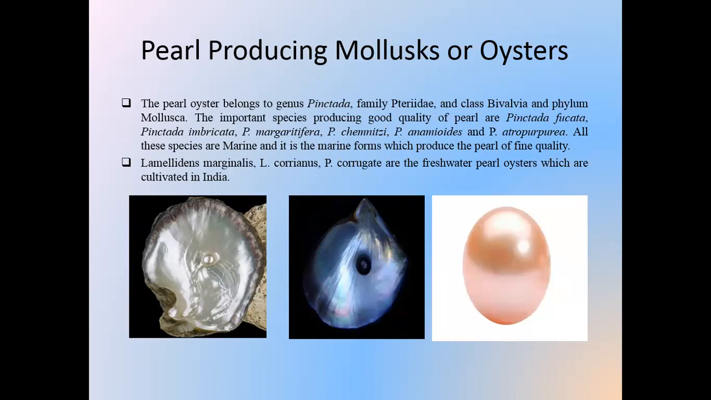The important species producing good quality pearls are Pinctada fucata, Pinctada imbricata, Pinctada margaritifera, Pinctada chemnitzii, Pinctada anomioides, and Pinctada atropurpurea. All these species are marine, and I assure you that marine forms produce good quality or fine quality pearls. Besides these marine species, Lamellidens marginalis, Lamellidens corrianus, and Parreysia corrugata are the freshwater pearl mussels which are cultivated in India.